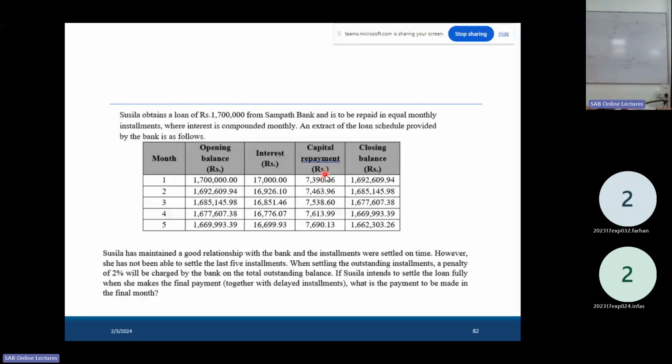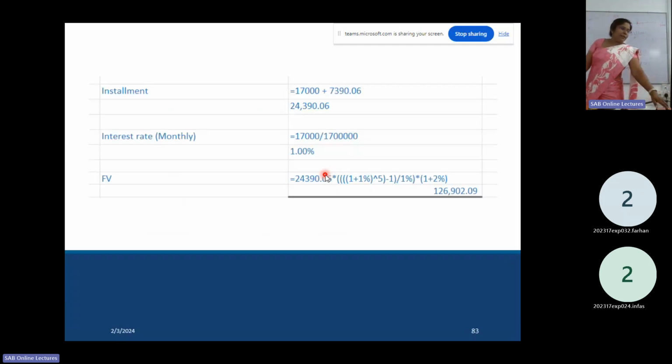Year loan installment. By looking at the amortization schedule, you can identify the loan installment, interest plus capital repayment. Your loan installment is 24,309.